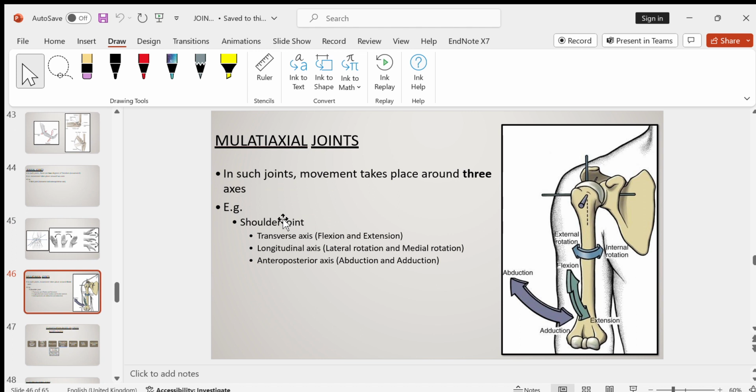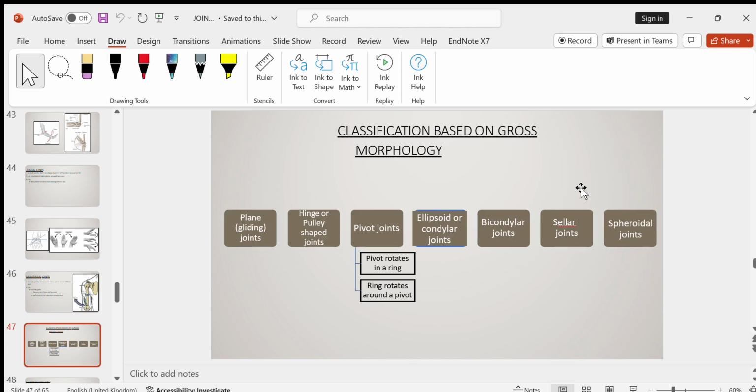So what happens in multi-axial joints? The movement is in three planes, and the typical example is the shoulder joint. Here, one movement is in the transverse axis, one movement is in the longitudinal axis, and one movement is in the anteroposterior axis. So all the movements, the flexion extension, lateral rotation, medial rotation, and abduction adduction occurring at the shoulder joint make it a multi-axial joint.